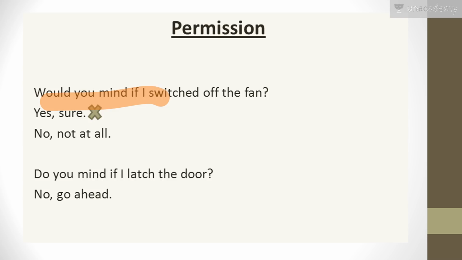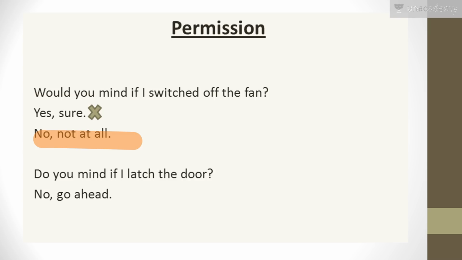So when the question is would you mind if I switched off the fan, क्या आप बुरा तो नहीं मानोगे अगर मैं फैन बंद कर दूं तो, actually I am taking your permission कि आप permit कर रहे हो फैन बंद करने के लिए या नहीं. So when I am saying बुरा तो नहीं मानोगे, now if you permit, then you will say no, not at all, बुरा नहीं मानूंगा बिल्कुल कर दो, no, not at all. Or you can say no, go ahead, बिल्कुल नहीं मानूंगा जाओ कर दो.